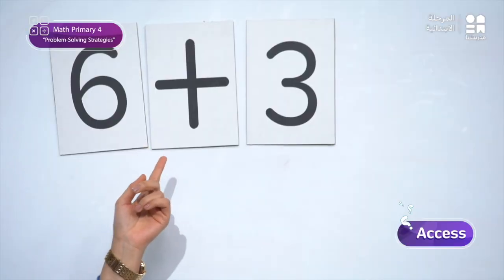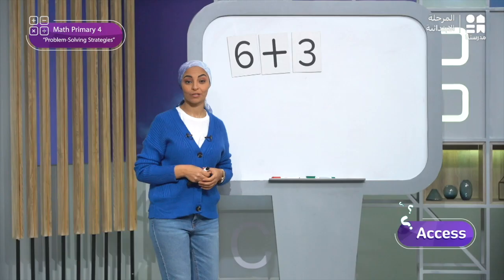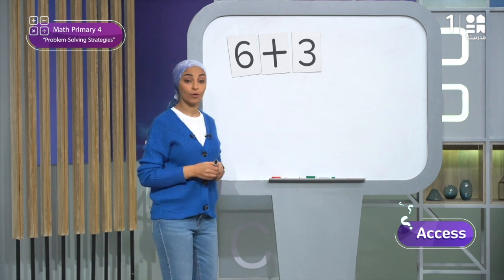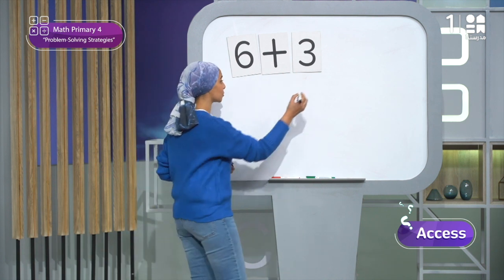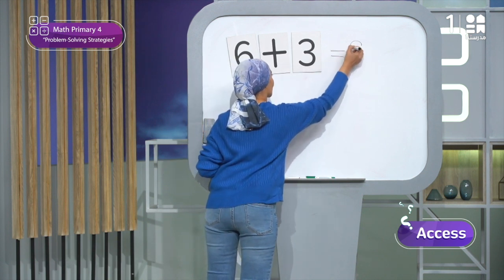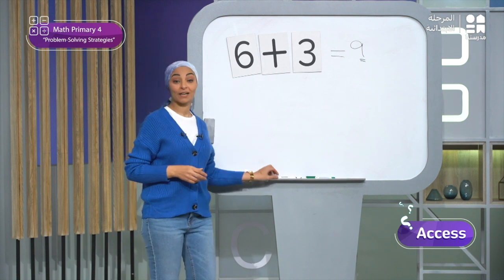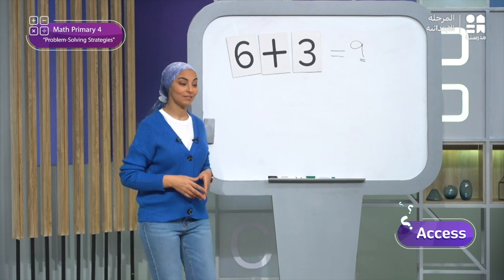I will make addition. I will add these two numbers. So, yes, it's very easy. 6 plus 3 equals what? Of course, 6 plus 3 equals 9. So, I will write the answer here. Okay, now let's make another round. Yalla, let's do it.